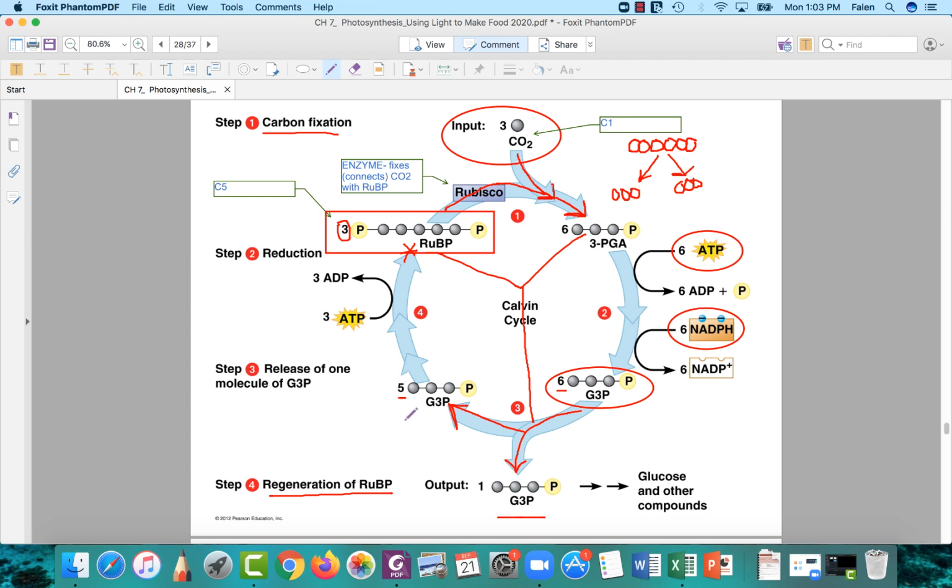The regeneration of RUBP. The cell is going to take these 5 G3P molecules and it's going to rearrange and rearrange and rearrange all 5 of them until we finally regenerate RUBP. And of course, how do you do something like that? Well, you need ATP. And then we're back to square one. Okay, the cycle's going to run one more time.